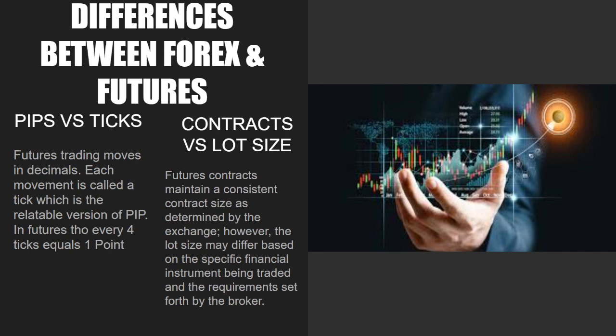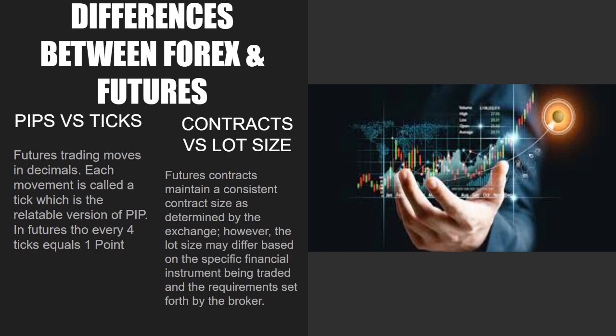Now, another difference is contracts versus lot sizes. In Forex, you're used to using lot sizes or mini lots, micro lots, and things like that. Well, in futures, contracts maintain a constant and consistent contract size determined by the exchange. The exchange in futures is centralized, with two being the New York and the Chicago exchange, whereas Forex is decentralized, so there is no central exchange or multiple central exchanges.